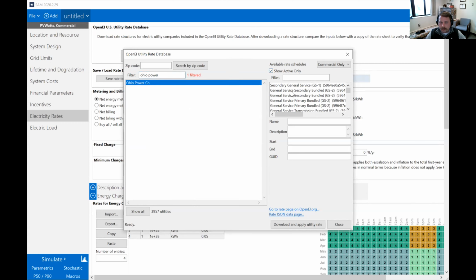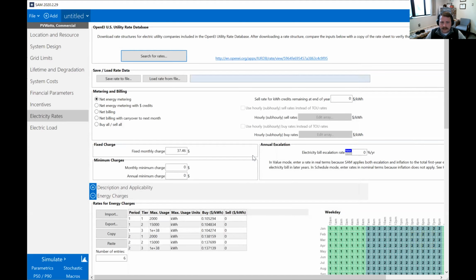For this particular one, if I know which rate it is, I can select it. I'm going to tell you that if you're in a deregulated marketplace, you'll want to run the bundled rate if you want the full rate schedule, because if you run an unbundled rate, you only get part of it, the part that pays for transmission, not the part that pays for energy. So I'm going to use the general service time of day rate bundled. I'm going to click download and apply rate. It's going to tell me that it applied.